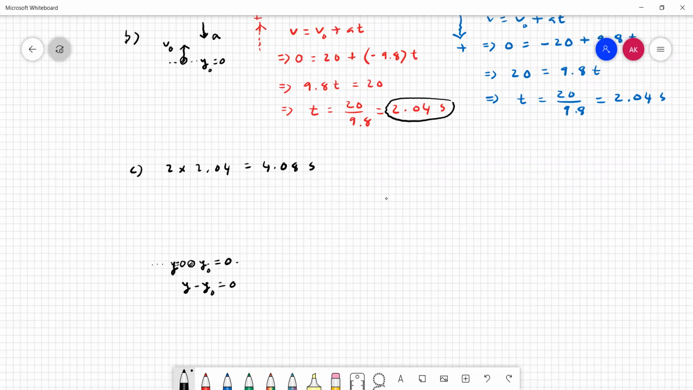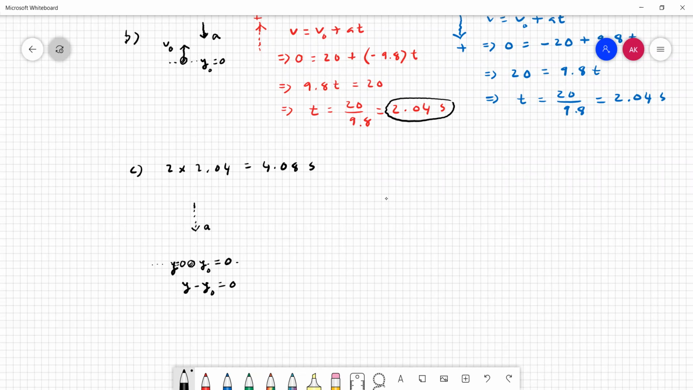For the entire motion, when it goes up, stops, and comes down, what's the direction of acceleration? The direction of acceleration is always down. And whether we call that plus or minus depends on our coordinate axis.